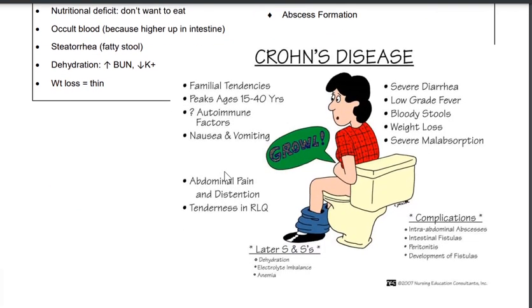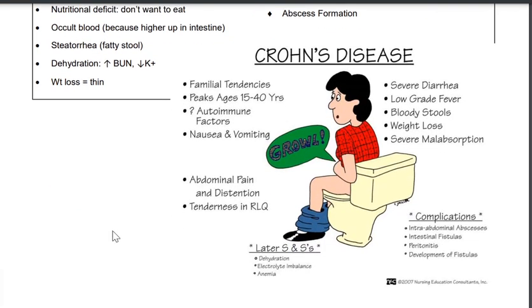Look at Crohn's disease. I like this. Crohn's tends to run in families. We're not going to say it's necessarily genetic, but it does. Maybe it's the way that the bowel wall and the white blood cells are attacking it. Usually the ages that you will see this in a patient is between ages 15 and 40. We consider it an autoimmune disorder because of the way that the white blood cells are attacking the body.